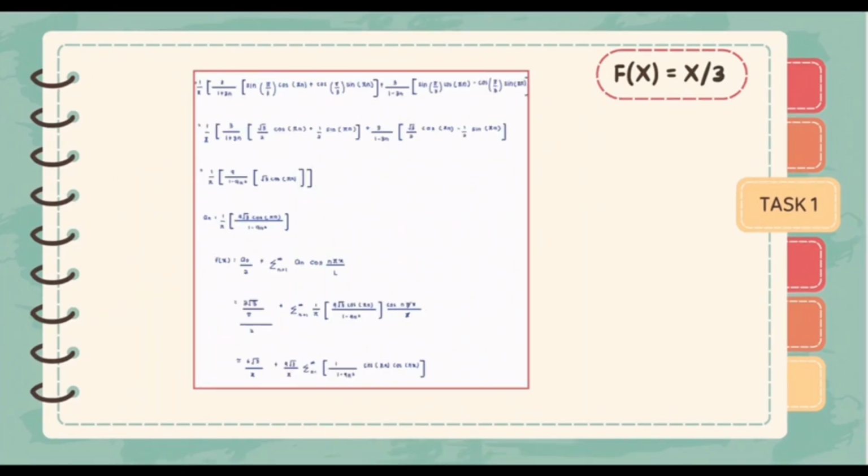To get f(x), the next step is to calculate a0. Then after we get a0, the next step is to calculate an. And after we get an, the last step is to use the formula a0 over 2 plus sigma an cos(n pi x over L). We substitute everything we have calculated before into the formula to get f(x).